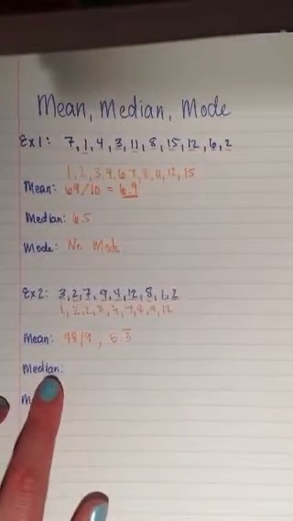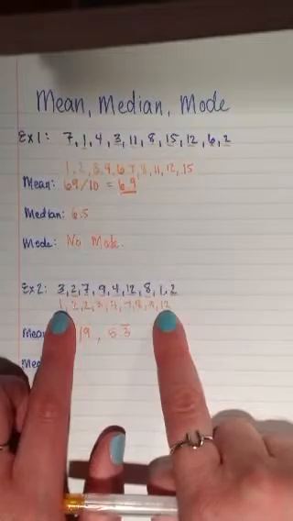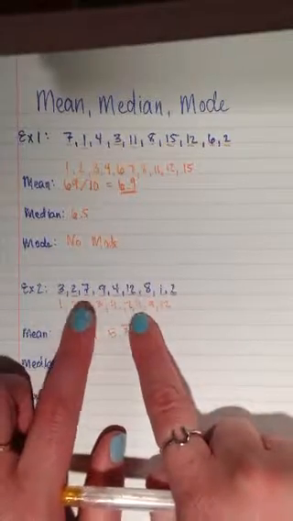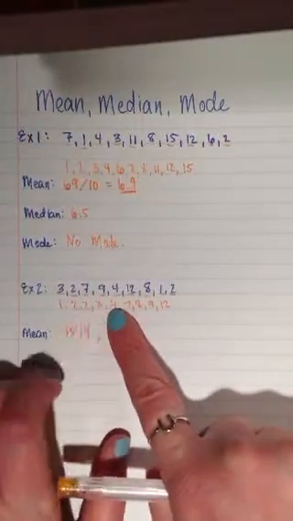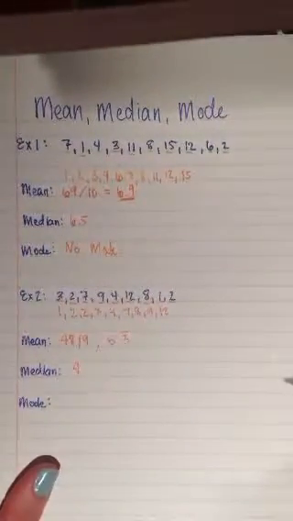Okay, next up is our median. We find our median by finding the middle of our data. Since it's an odd number, there is actually going to be a middle. The middle is 4, so our median for this set of data is 4.